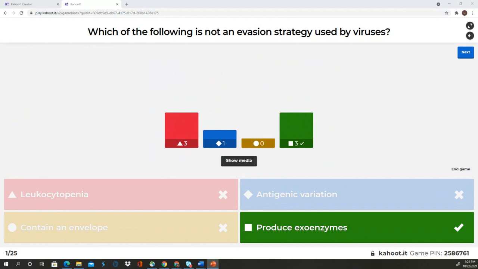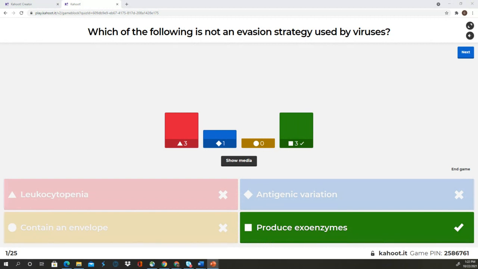So exoenzymes are going to be more of a virulence factor that they're often using to kind of be stealthy. But really, there are some exoenzymes that technically can help them evade, but exoenzymes are going to be a bacterial strategy. So we remember that viruses contain an envelope, so that's a camouflage.